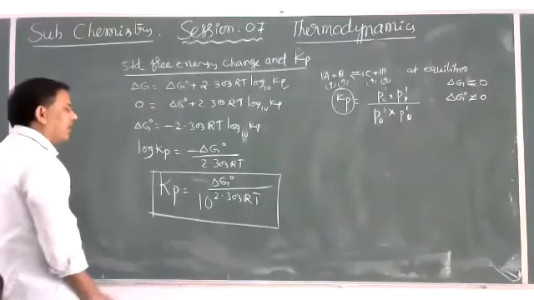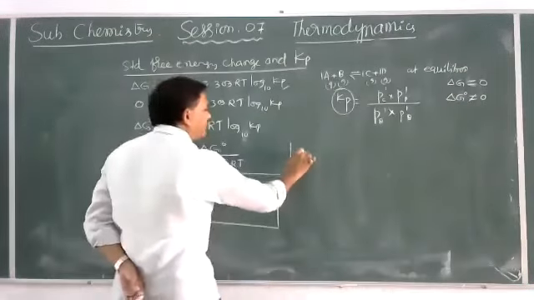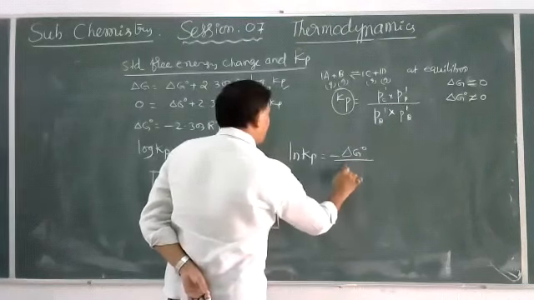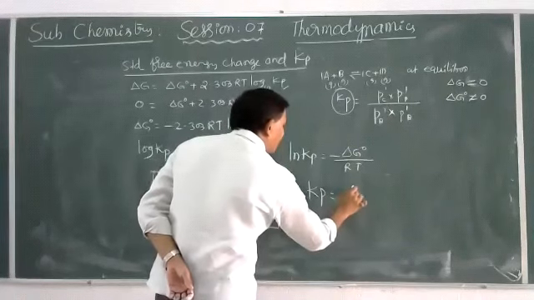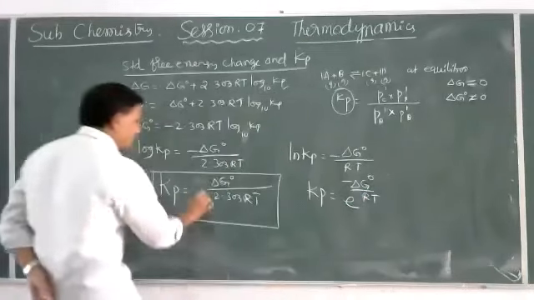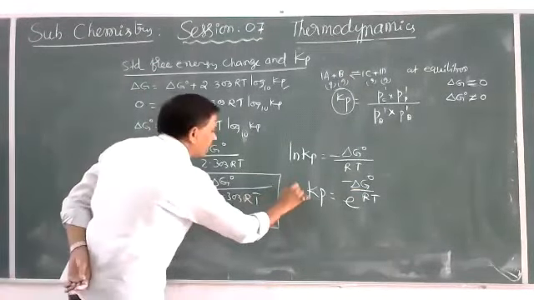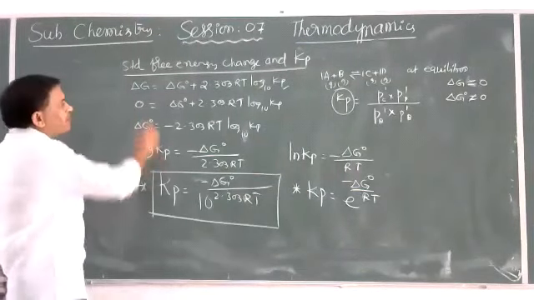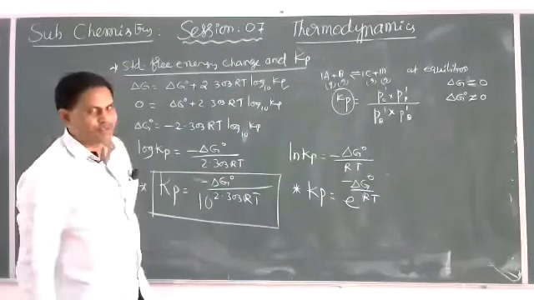If it is in log base e, we can write Kp equals e to the power minus delta G naught by RT. Here also you take minus. These are the two important relations for Kp, the equilibrium constant. This is the relation between standard free energy change and the equilibrium constant.